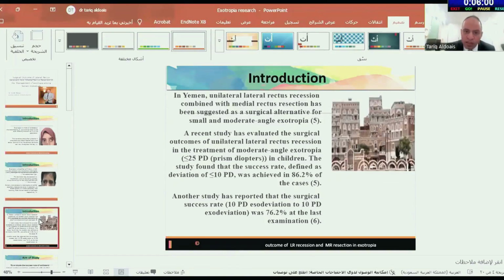In Yemen, unilateral lateral rectus recession combined with medial rectus resection has been suggested as a surgical alternative for small and moderate angle exotropia. A recent study evaluated the surgical outcome of unilateral recess-resect for exotropia with an angle not more than 25 prism diopters. The study found that the success rate, defined as deviation less than 10 prism diopters, was achieved in 86% of patients.